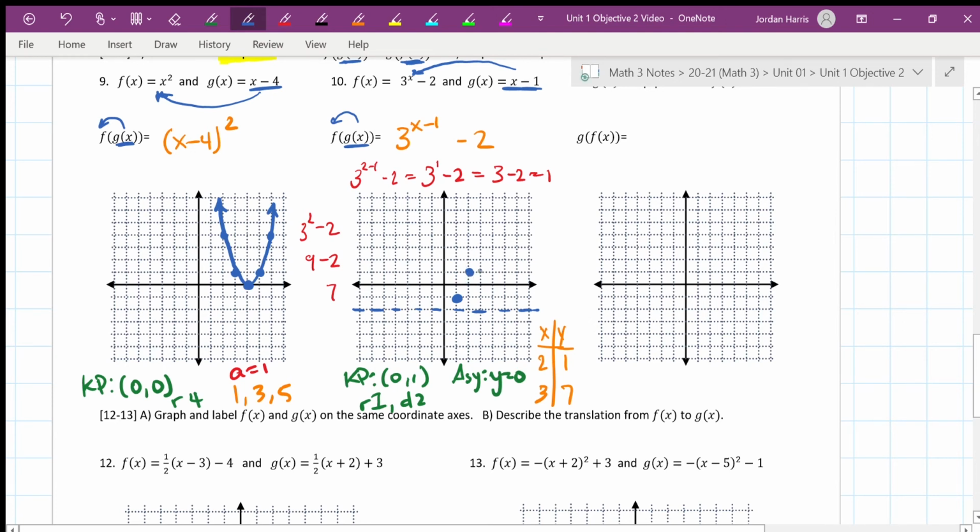1, 2, 3, 4, 5, 6. It does just barely fit. Okay, so I know I'm not going to cross, and then I spike up.